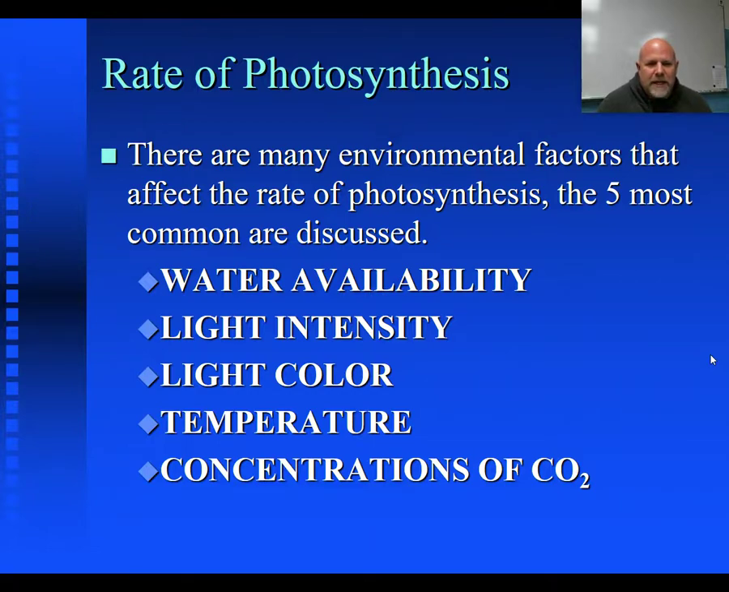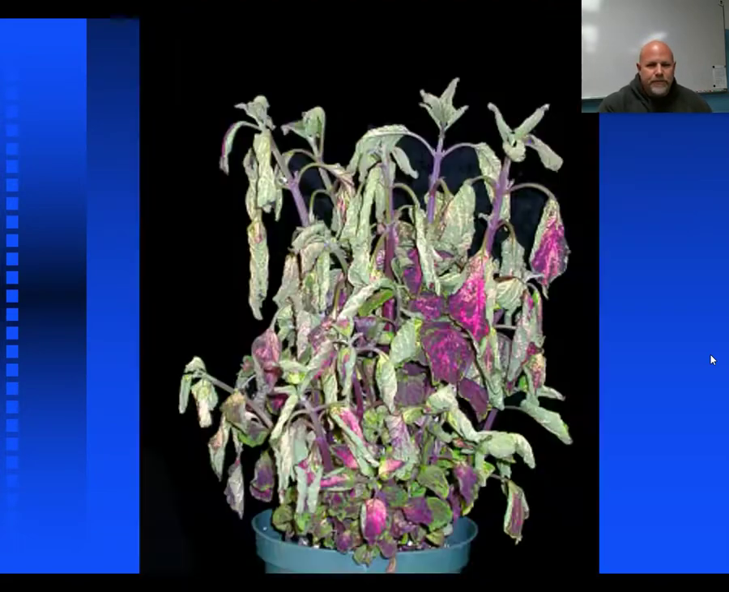Welcome to General Biology. The last video of photosynthesis is going to be on environmental conditions that can affect the rate of photosynthesis. There's basically 5: water availability, light intensity, light color, temperature, and the concentration of CO2.